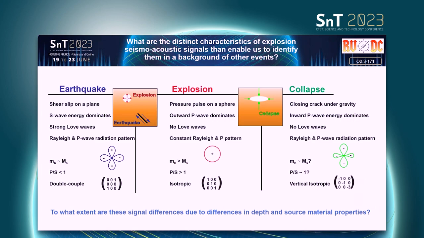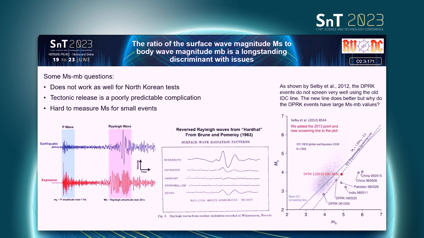One workhorse discriminant is the surface wave magnitude versus body wave magnitude. It's a long-standing discriminant, but it also has issues. It works well in a lot of situations, where on the left-hand side you see an explosion which has a large amount of energy in the P wave window, whereas the earthquake has less, and vice versa in the Rayleigh wave energy as well.